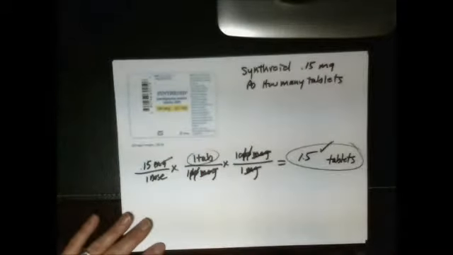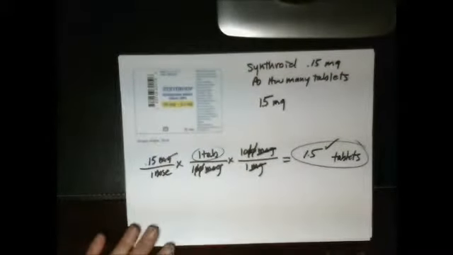Now let's see how this method of looking for is it reasonable will help you to discern a medication error. Let's just say that our dose was 1.5 milligrams. How many tablets would we need? So we're going to set up our formula the same way, organized with the order on the left, 1.5 milligrams over 1 dose.